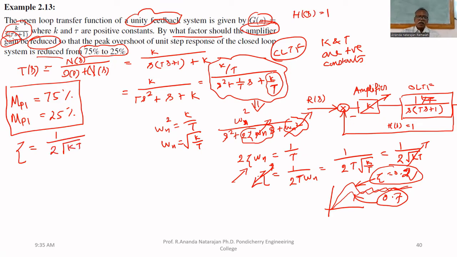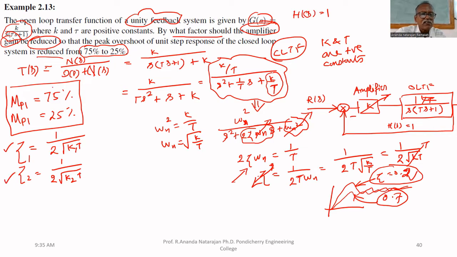Now we'll find zeta 1 equal to 1 upon 2 root k1 t. Can I say like that? Because there is no change in t, only K is varied. Zeta 2 equal to 1 by 2 square root of k2 t. Two different K's. We have to find the relation between k1 and k2. For that, first we have to find zeta 1 and zeta 2.